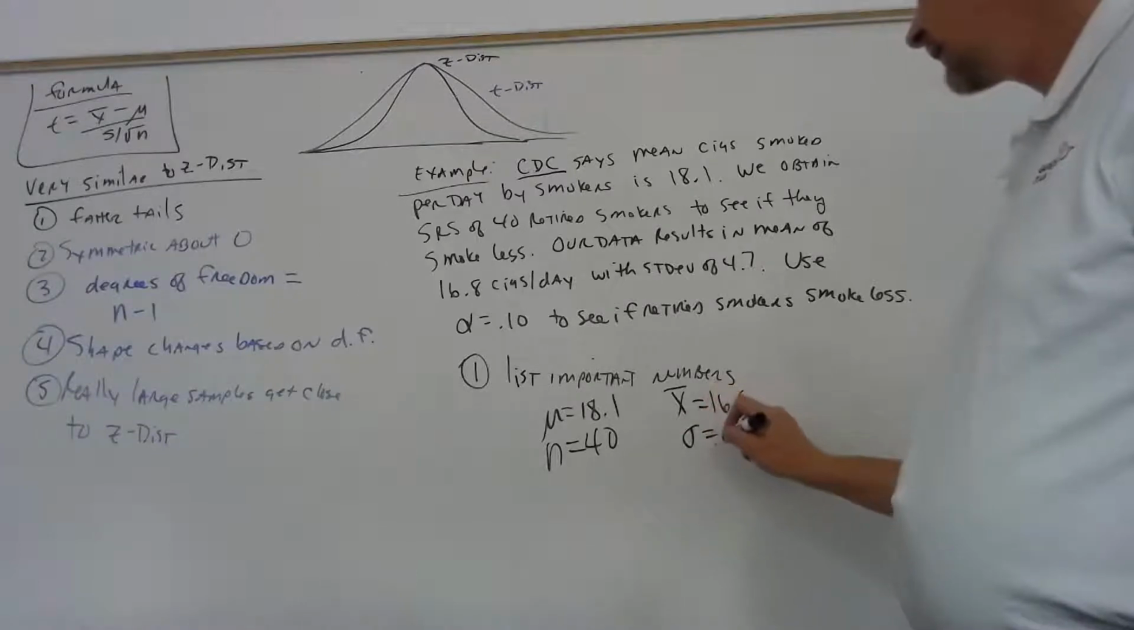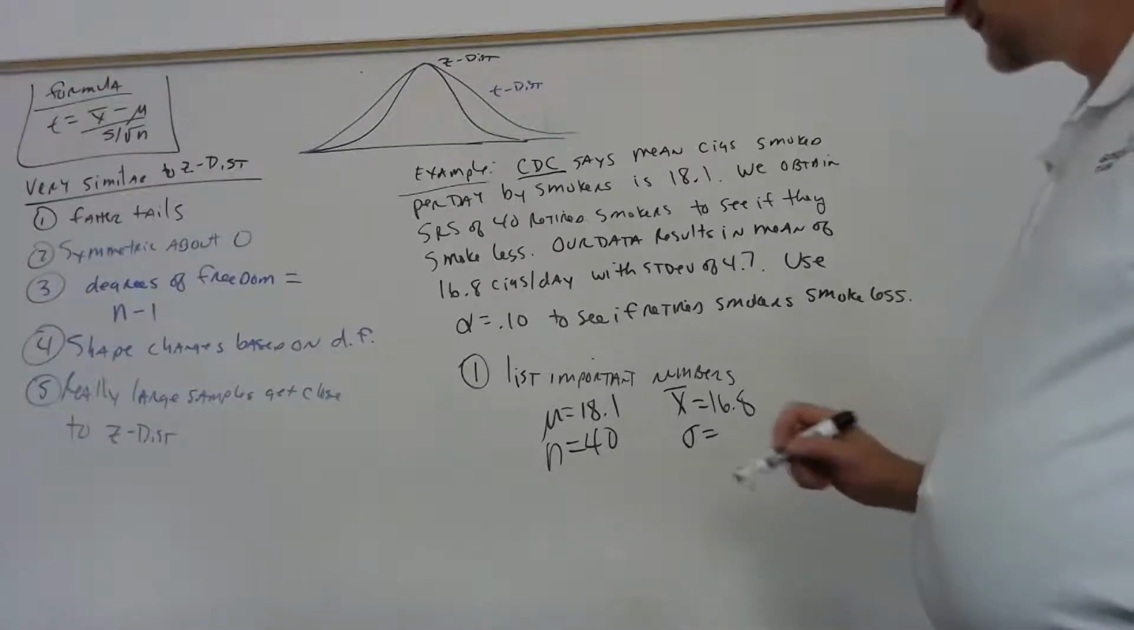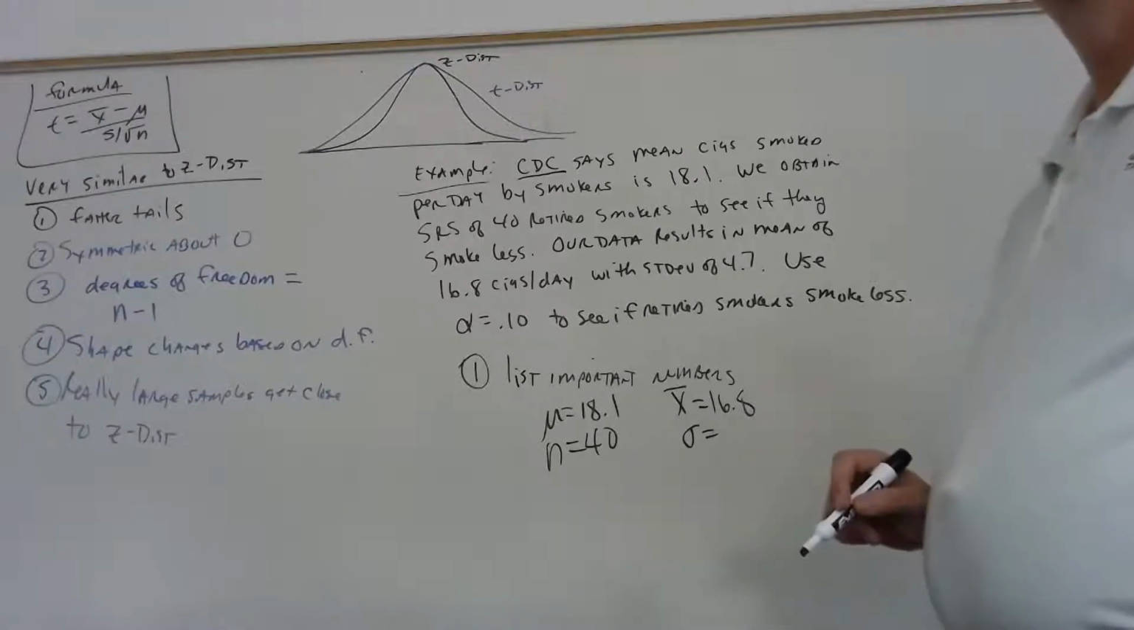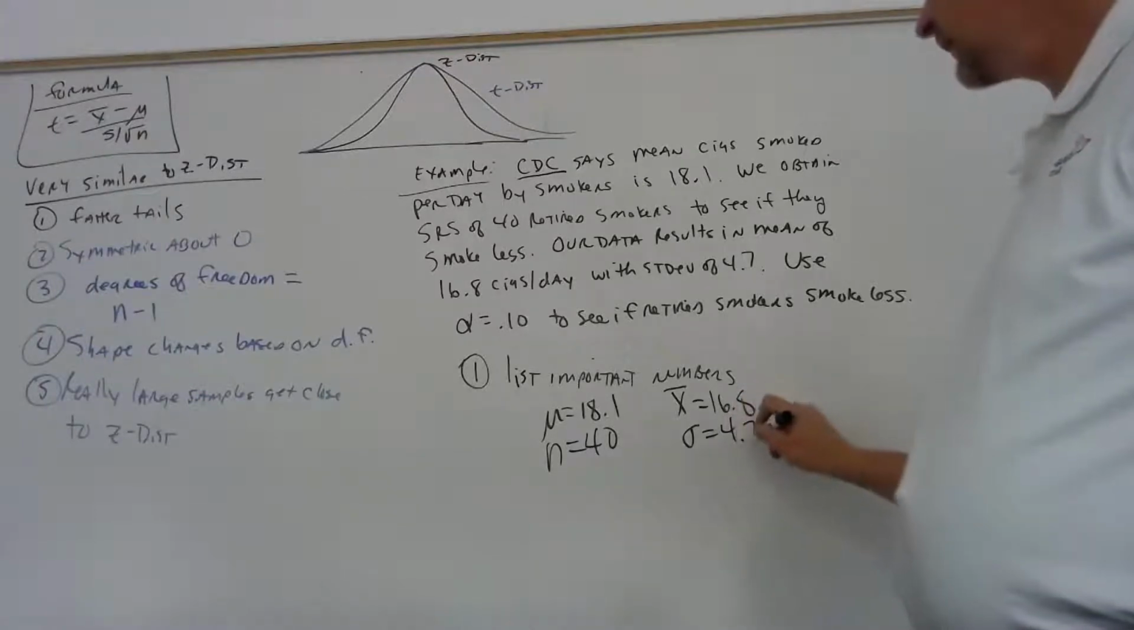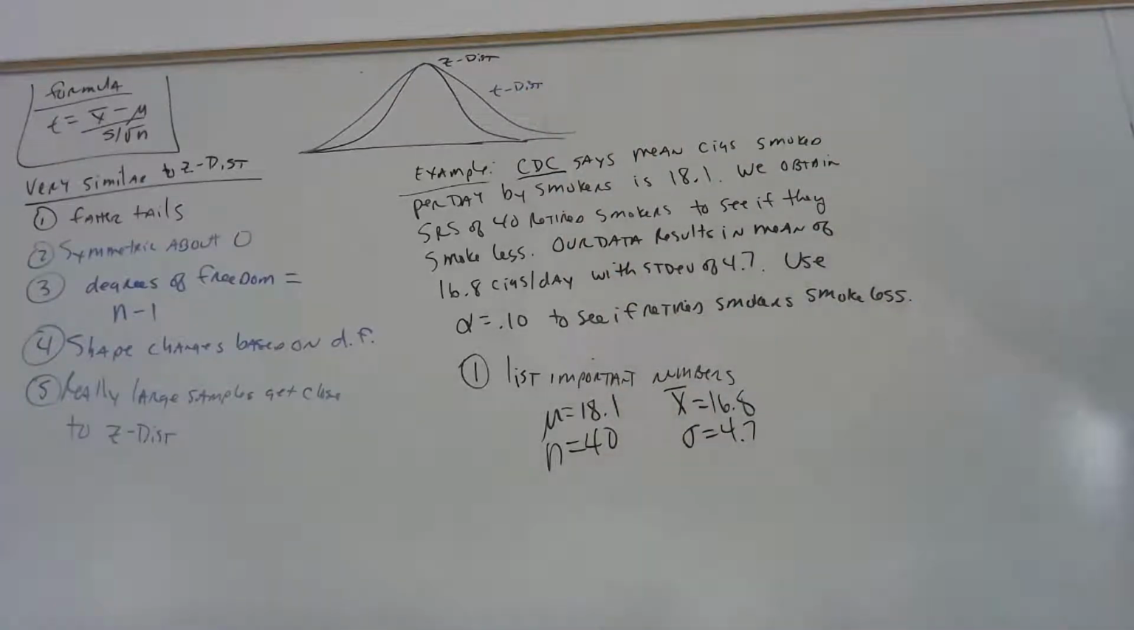Wait, no, is that one? Or is that one? I don't know. Something equals 4.7. Okay, so you said sigma. Who agrees with her that it's sigma? 1, 2, 3, 4, 5. Who disagrees? 1, 2. Do you disagree? What do you think it is?